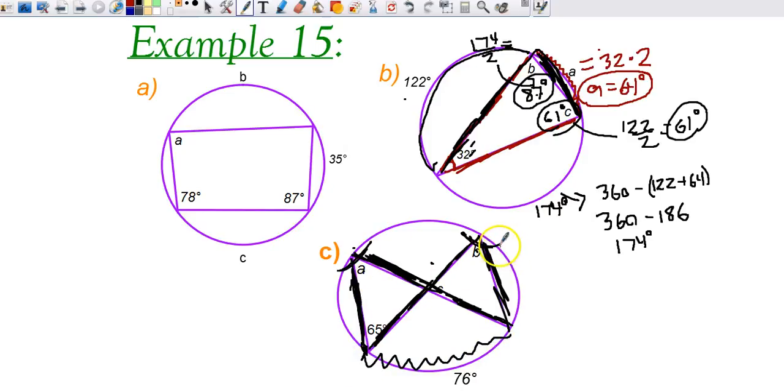Now, these angles aren't going to be 76 because they're inscribed. They're on the circle. So they're going to be half of 76. So both of these are 76 divided by 2, which is going to give you 38.